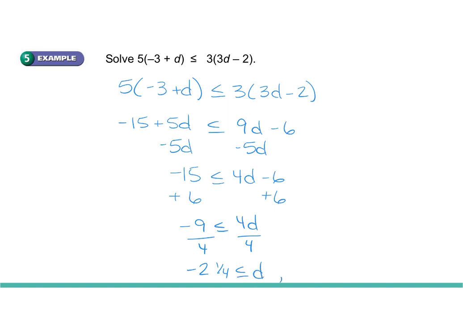Okay, if I want to flip it so that my variable's on the left side, I would end up with negative 2/4 is less than d.